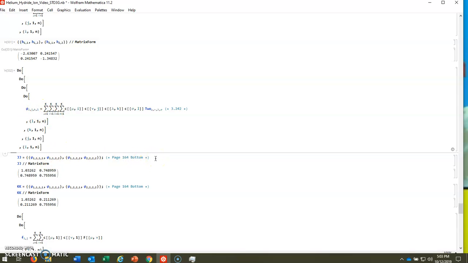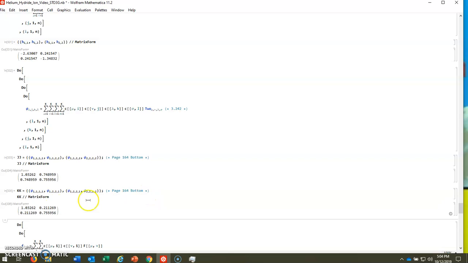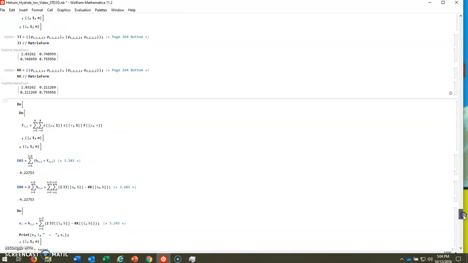From these I can put together exchange and Coulomb integral matrix values. So page 164, bottom of the page, I get a J matrix. Also on 164, bottom of the page, I get a K matrix. J is the Coulomb integral matrix. K is the exchange integral matrix. So kind of fun to do that.